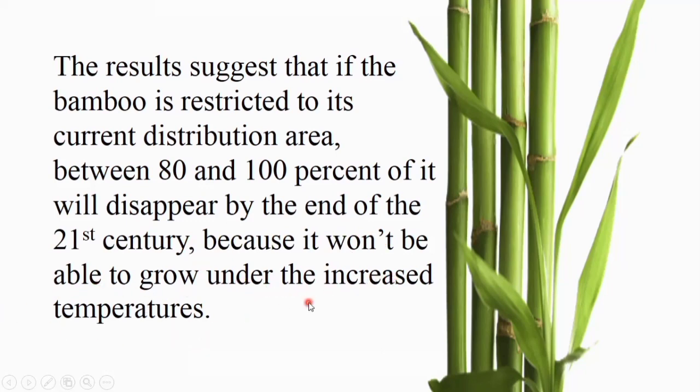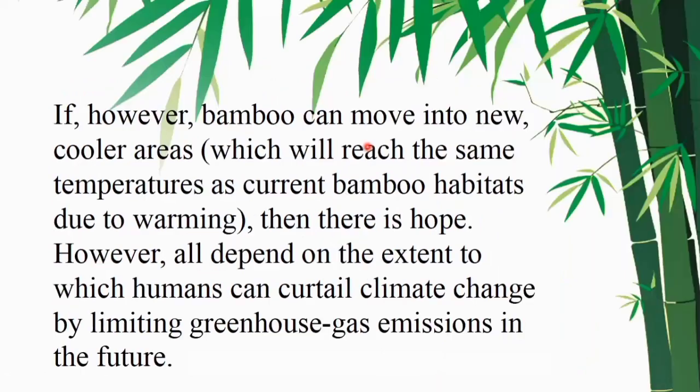So that means these specific bamboo species need a particular temperature to grow properly. So if they are not taken to a different place, a different habitat, nearly 100% of these species will disappear, and ultimately the panda population will also decrease. If, however, bamboo can move into new cooler areas which will reach the same temperatures as current bamboo habitats due to warming, then there is hope.